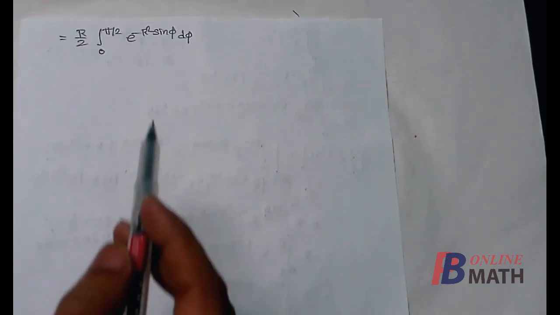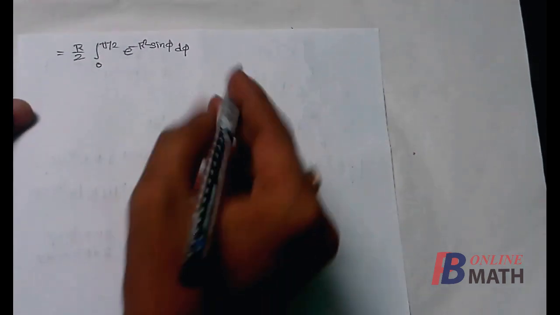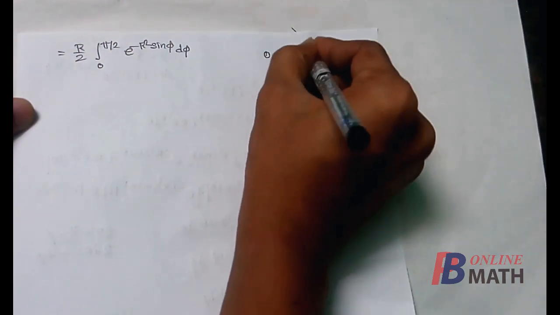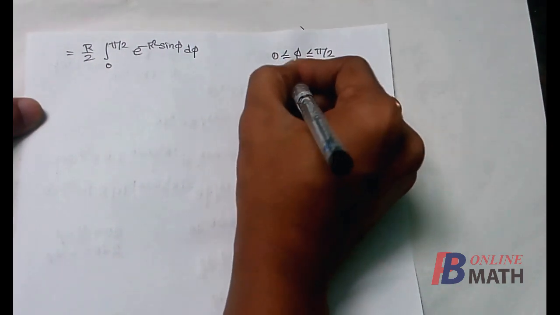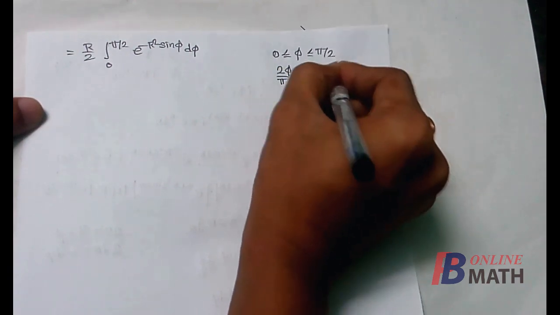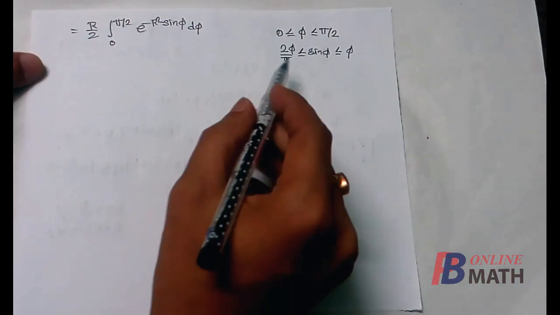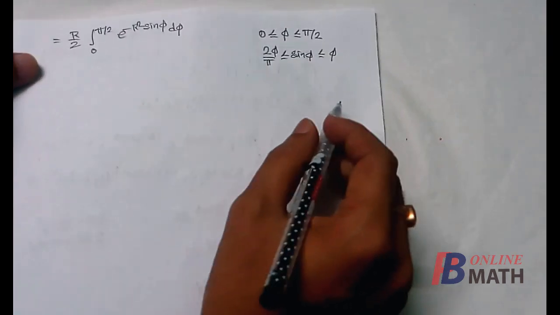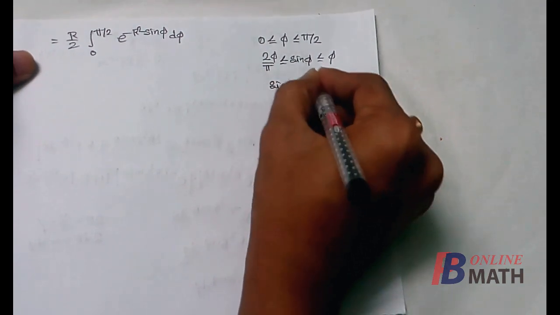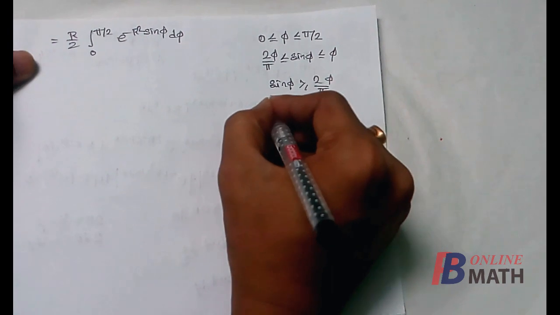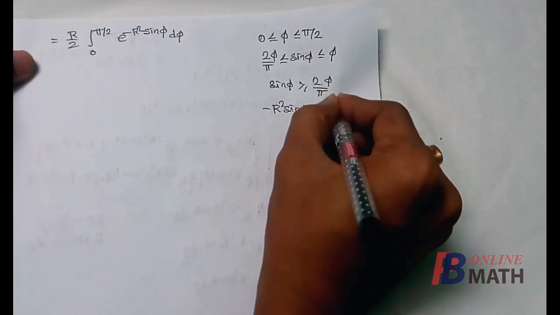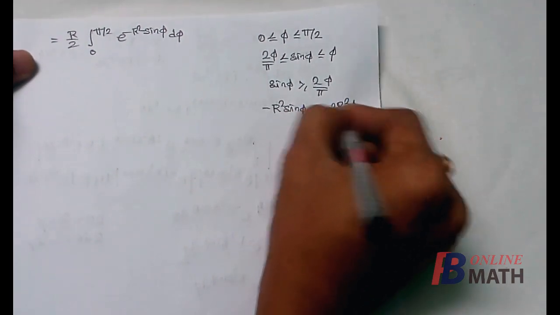So here it is. Now we want to apply Jordan's inequality, which is, for 0 ≤ φ ≤ π/2, we have 2φ/π ≤ sin φ ≤ φ. So for the values of φ between 0 and π/2, sin φ is greater than or equal to 2φ/π, that means −r² sin φ is less than or equal to −2r²φ/π.